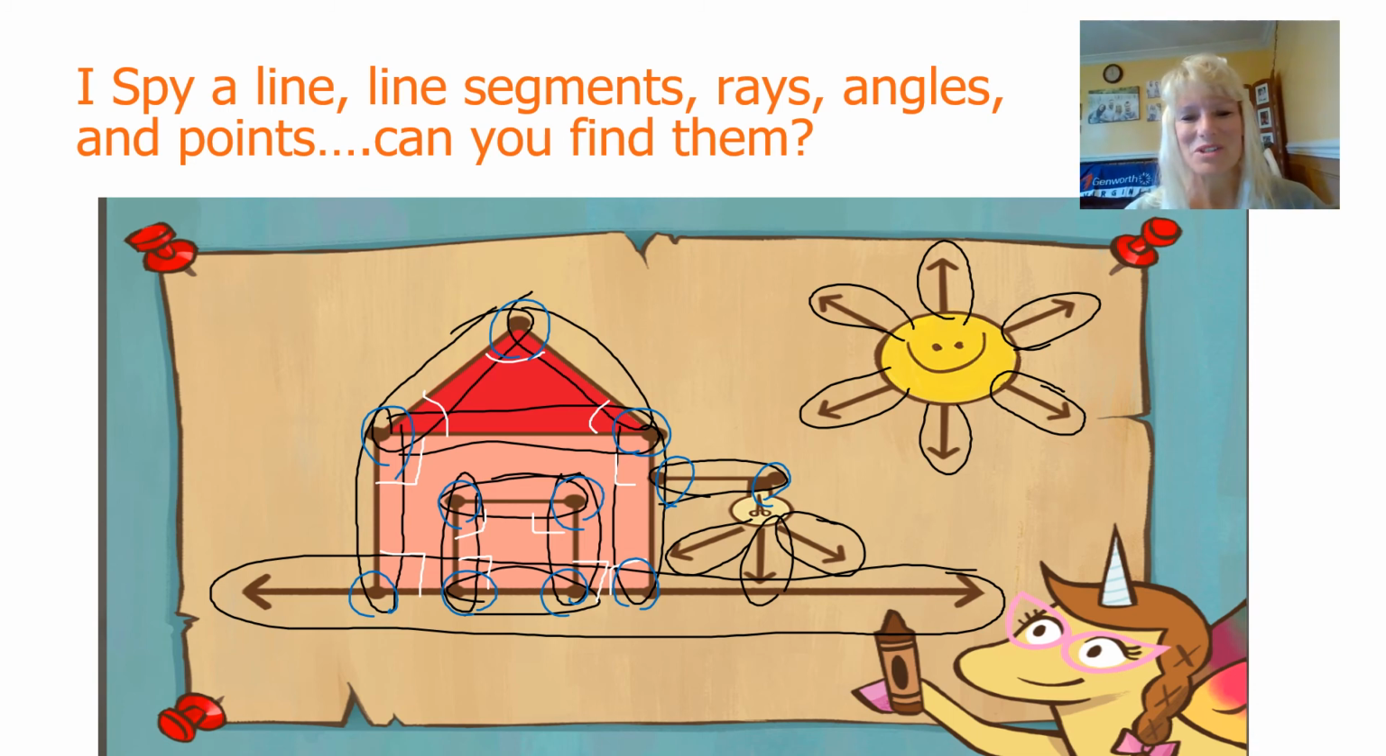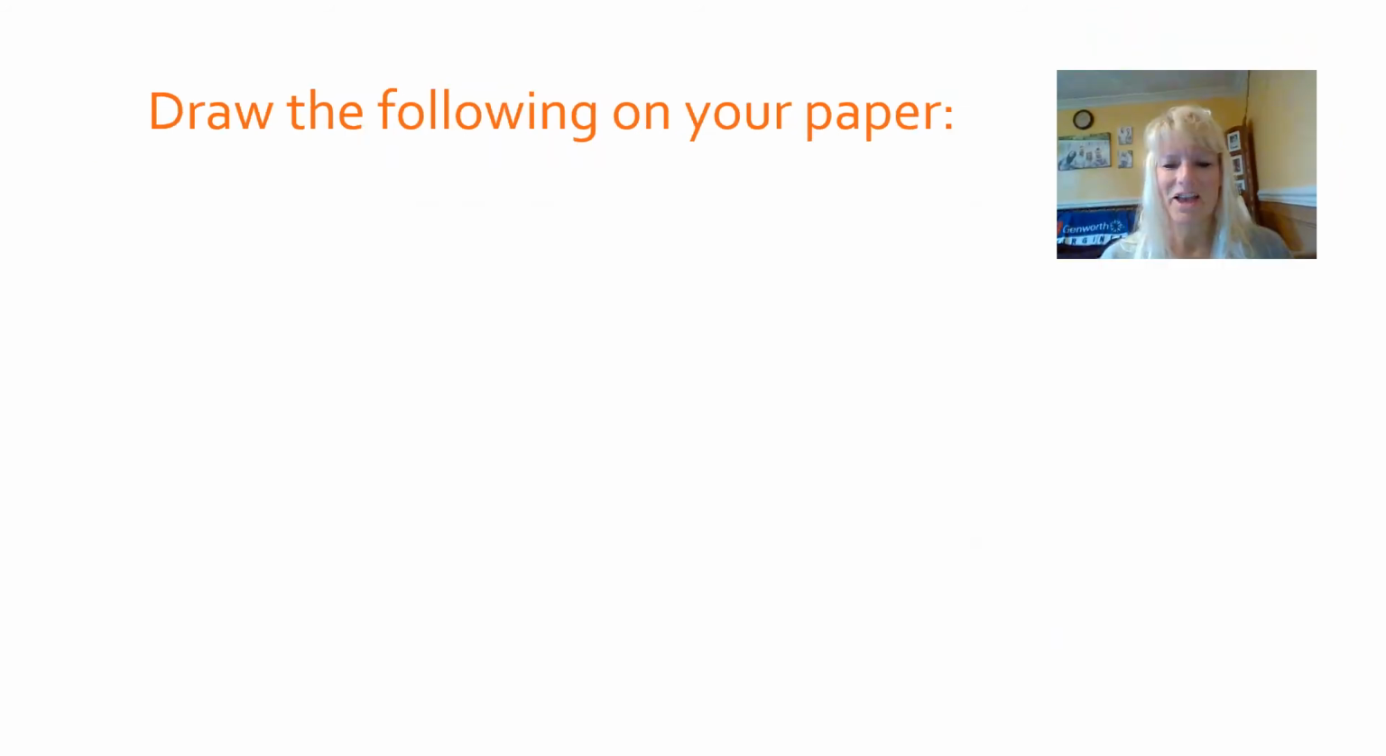Now what I want you to do is I'm going to call out some things and I want to see if you can draw them. We're going to see if you can draw the following geometric parts on your paper. I'm going to call one out and then I want you to go ahead and draw it. How about if we start with a point? Go ahead and draw a point. Did you draw something like that?